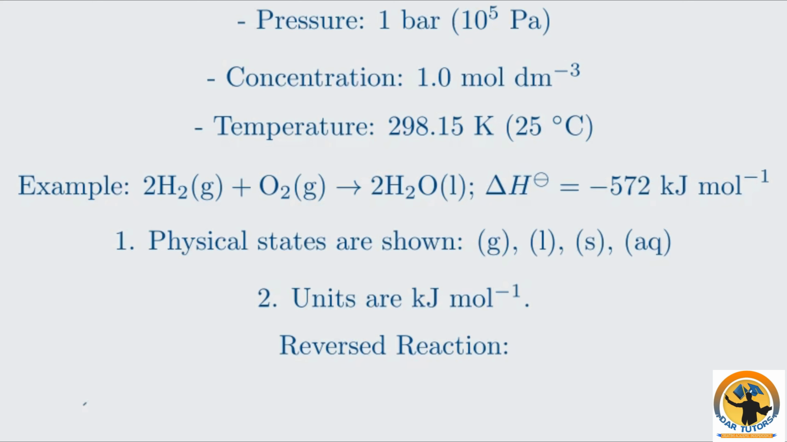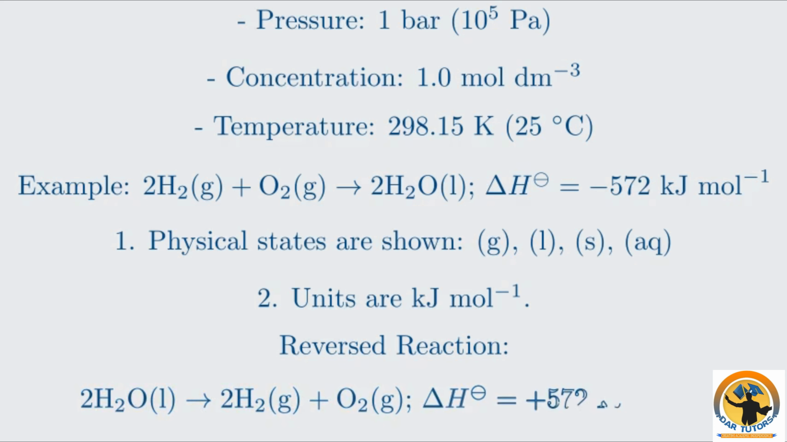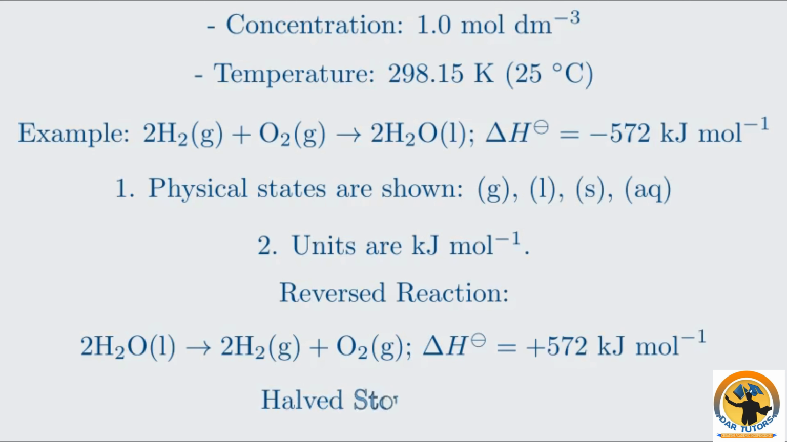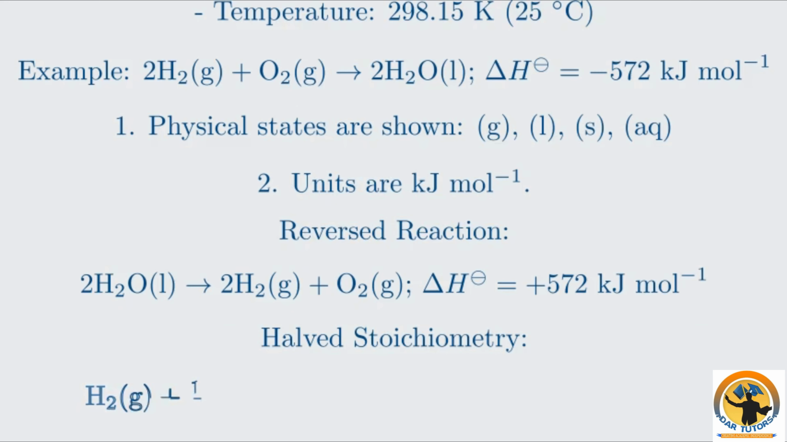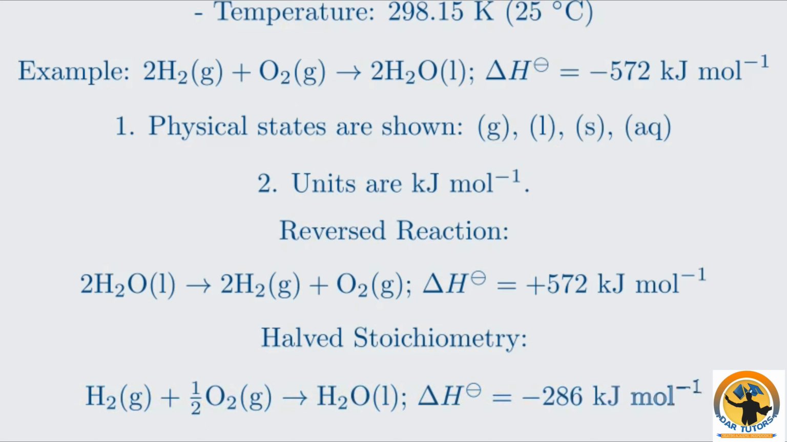For example, if we were to reverse the water formation reaction, forming hydrogen and oxygen from liquid water, the sign of the enthalpy change would also reverse. It would be positive 572 kilojoules per mole. If we were to write the equation for 1 mole of water, we would halve the stoichiometry and, consequently, halve the enthalpy change, giving negative 286 kilojoules per mole. Understanding this relationship between stoichiometry and enthalpy change is fundamental for solving more complex thermochemistry problems.